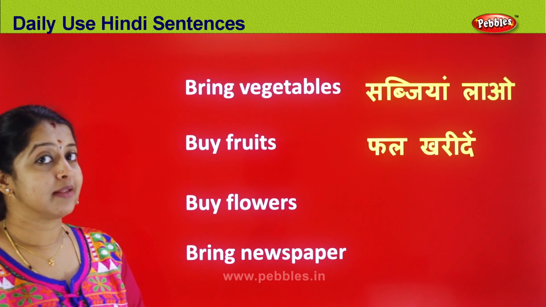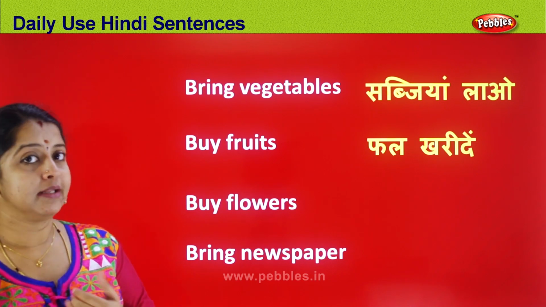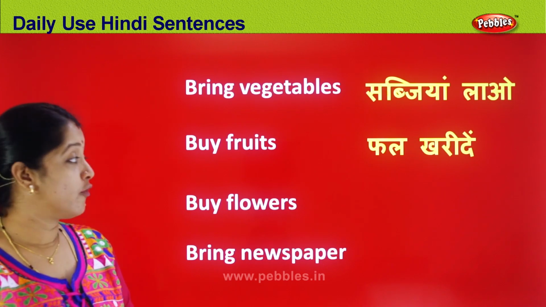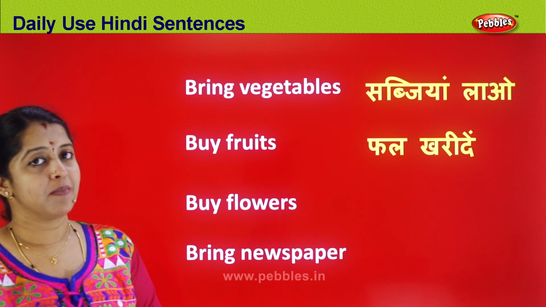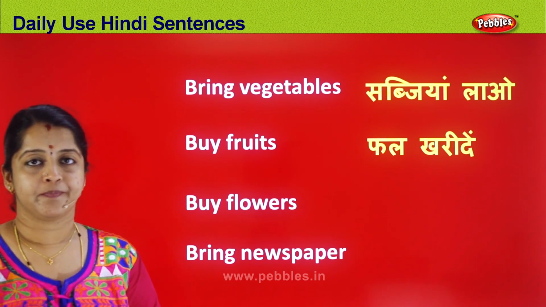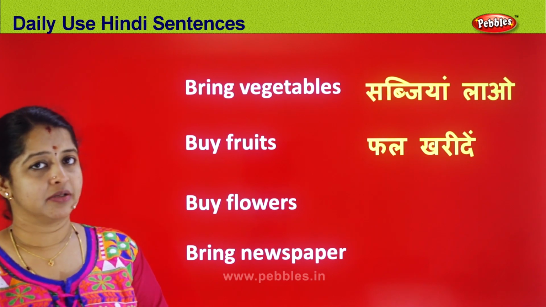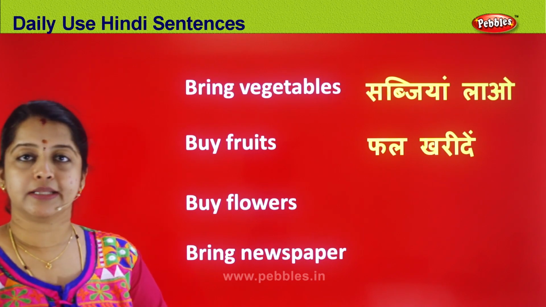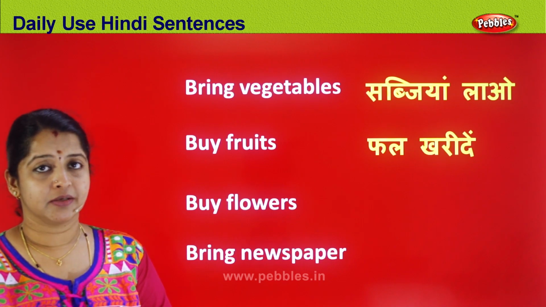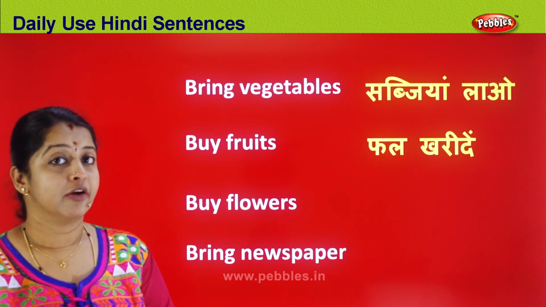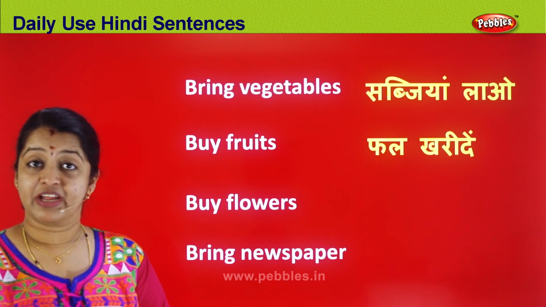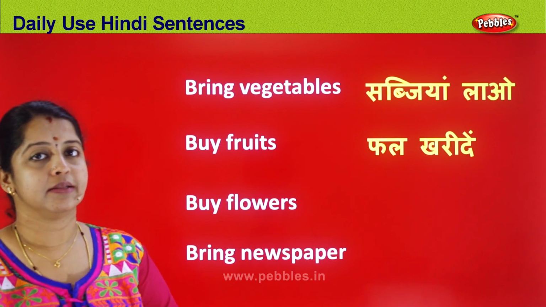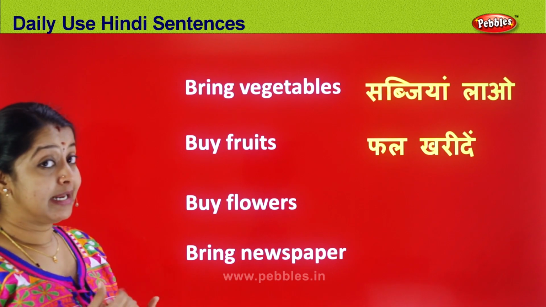Okay. So how will you say that in Hindi? Fal kharide. How we will say? Fal kharide. So fal stands for fruits and kharide stands for buying. So fal kharide. If I have to say to my father, father, buy fruits, I would say Pitaji, fal kharide. If I have to say to my elder brother, I would say Bhaiya, fal kharide. If I have to say to my elder sister, I would say Didi, fal kharide. Alright. So let's see the next one.